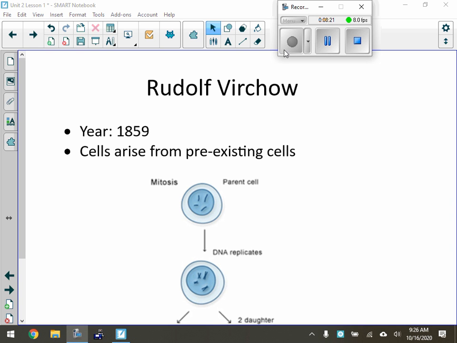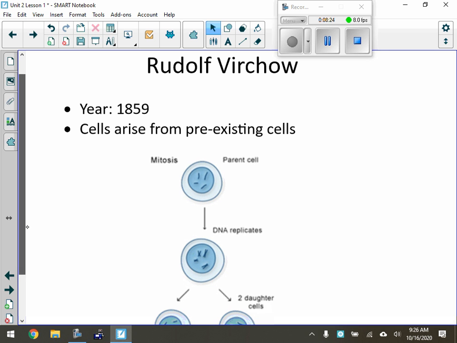So Virchow, 1859. Cells arise from pre-existing cells is what he came up with. And you probably don't need to copy down the diagram in this case. If you want to, you can. But that's up to you. Okay?